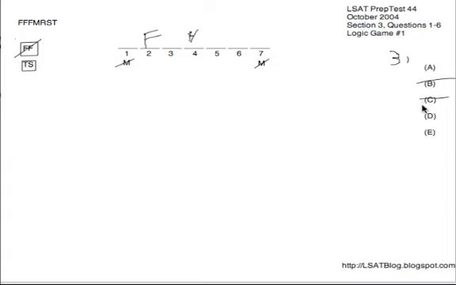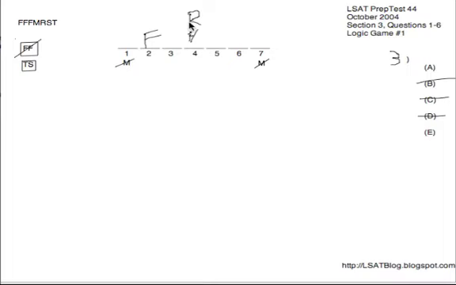So now the question is, could we have only F and S there, or could we have any of F, S, or R? The way to test this is to find out whether R works. If R works, A is our answer. If R does not work, E must be our answer by process of elimination. So I'm going to put R on 4 and see what happens.